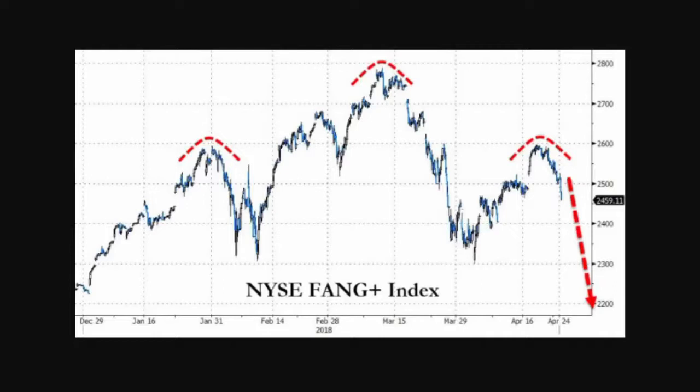And this chart here is essentially the FANG index made out of Facebook, Amazon, Netflix, and Google.